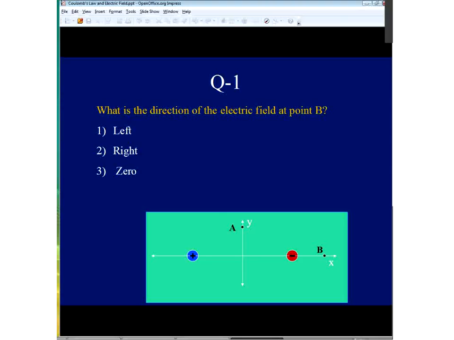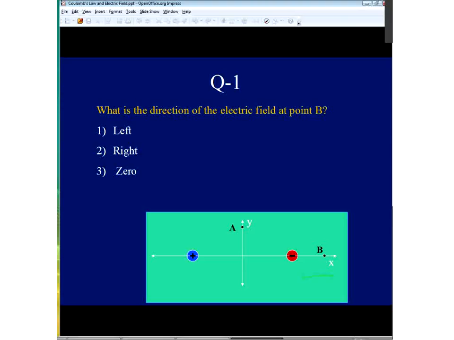Put a test charge at B. Positive charge. Will the repulsion be more due to the positive charge, or will the attraction be more due to the negative charge? Sir, attraction will be more due to the negative charge. Attraction will be more. Yes. So that means net force will be in which direction? Left or right? Net right. Right side.